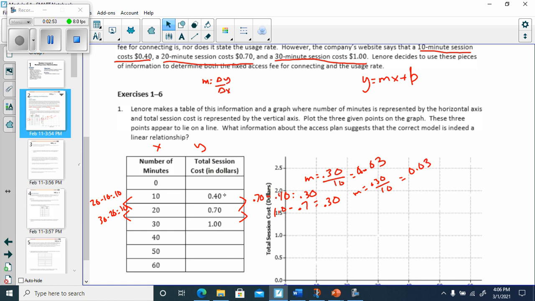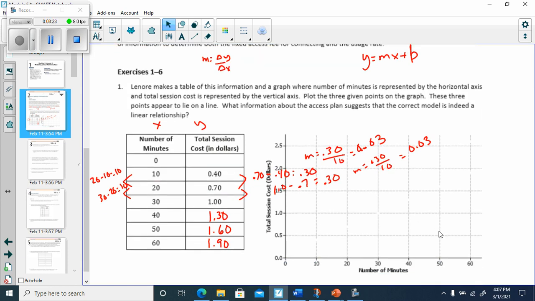So can I fill out the rest of the table? Well, if each time I'm going up 10 minutes, how much am I going up on my fee? Well, from 40 to 70, that's 30 cents. So from $1, another 30 cents is $1.30. We're going up another 10 minutes, so another 30 cents, $1.60. Another 10 minutes, so another 30 cents, $1.90. Okay, so there's our chart.